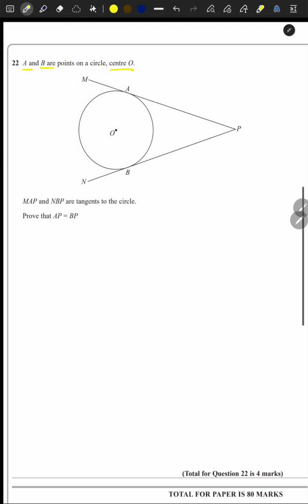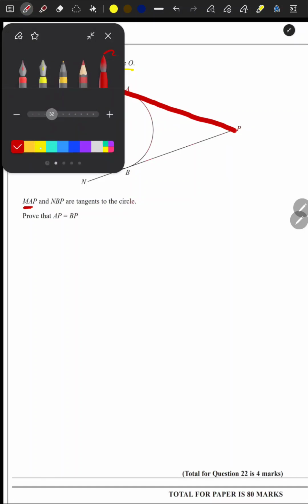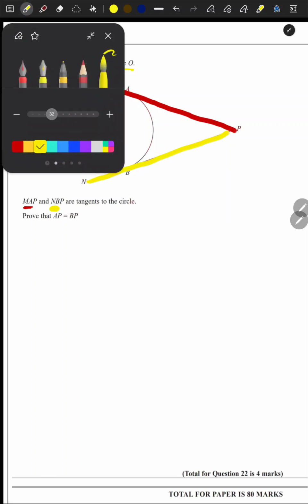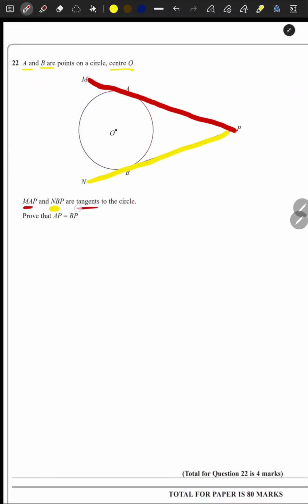So MAP is this line over here, and NBP is this line over here, which we can also underline. And what do we know? We know that both of these are tangents to the circle. What we have to do is prove that AP equals BP.